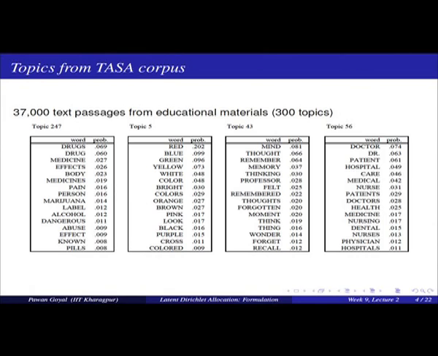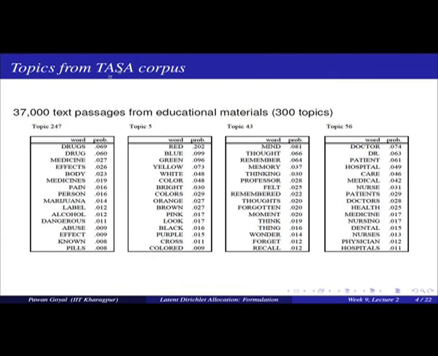Here is another simple example to understand the intuition behind the generative model. You have some 37,000 text passages from some educational material, and suppose you run LDA and find roughly 300 topics. In this slide you are seeing 4 different topics. Topic 247 has words like drugs, drug, medicine, effects, body. Another topic has words like red, blue, green, yellow, white. Another has mind, thought, remember, memory, thinking, and another is about doctor, patient, hospital, care, and so on. So these are 4 of the topics in the corpus found by running LDA over these 37,000 text passages.